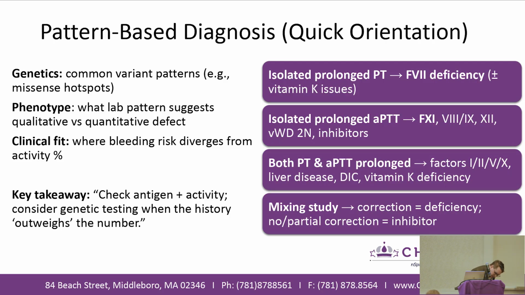Okay, so quick orientation to the pattern-based diagnosis. This is a little bit what I mentioned already. Just a prolonged PT, we're looking at factor 7 deficiency. Maybe there's vitamin K issues. If it's just prolonged PTT, that could be 11, 8, 9, 12, type 2N von Willebrand, where the factor 8 can't bind to the von Willebrand factor, or some inhibitors, and then both of them prolonged. That's the common pathway 5 factors.